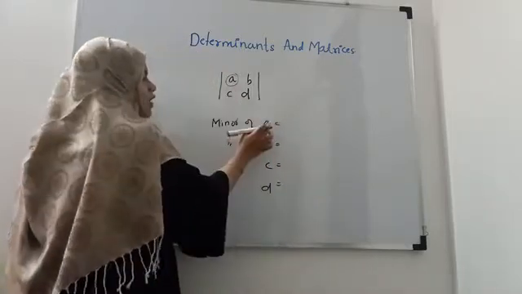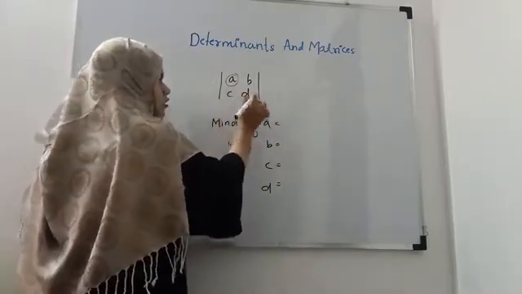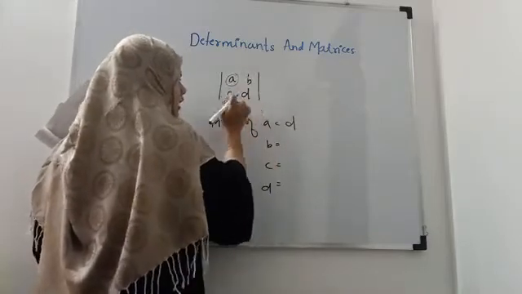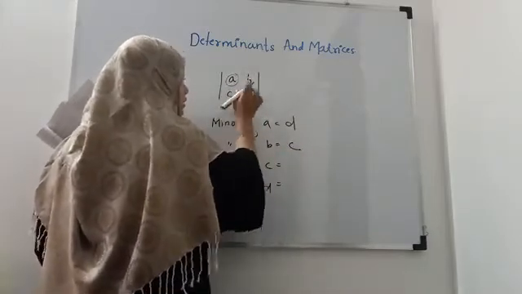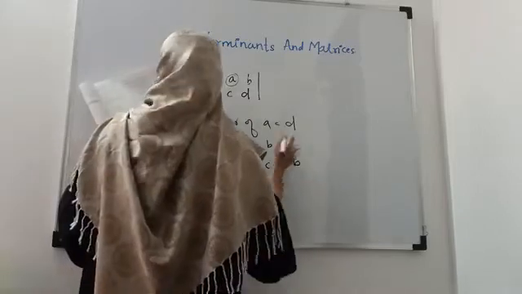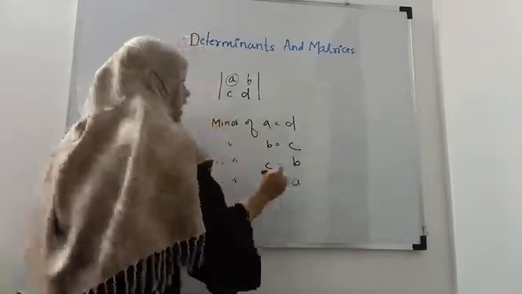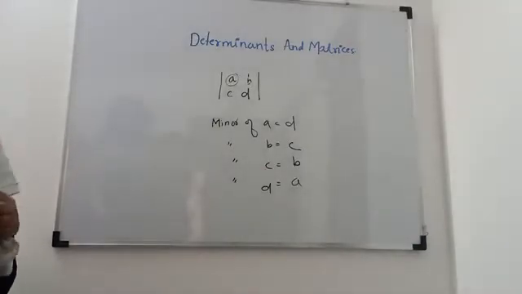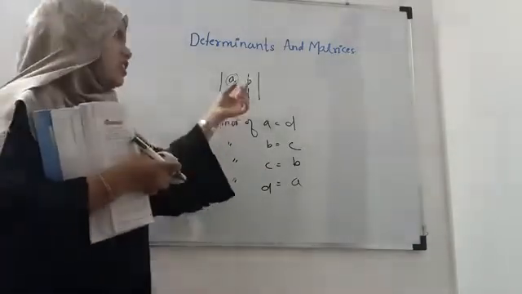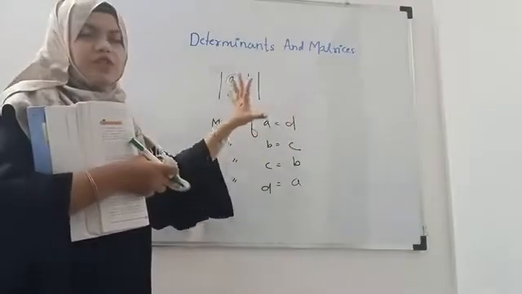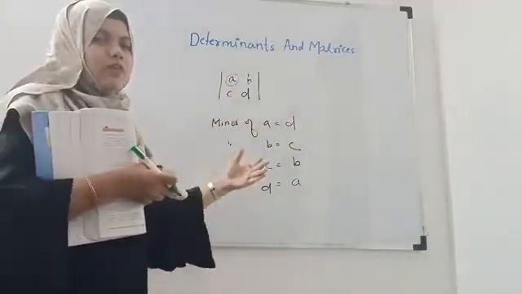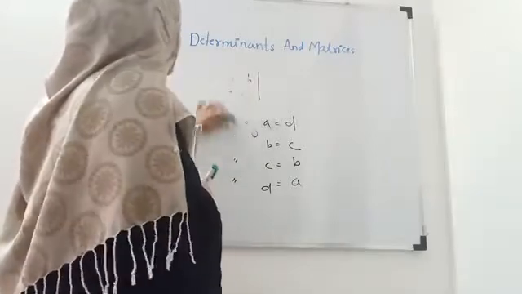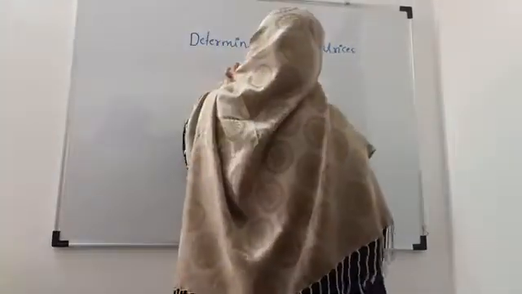So what will be the minor of A? This and this will be eliminated, you will be left with D. Minor of B will be this and this will be eliminated, C. Minor of C will be B and the minor of D will be A. I hope this is clear. And for the cofactor, there will be a difference of minus sign only between the cofactor and the minor. So we will see one example, so this concept will be clear to you.